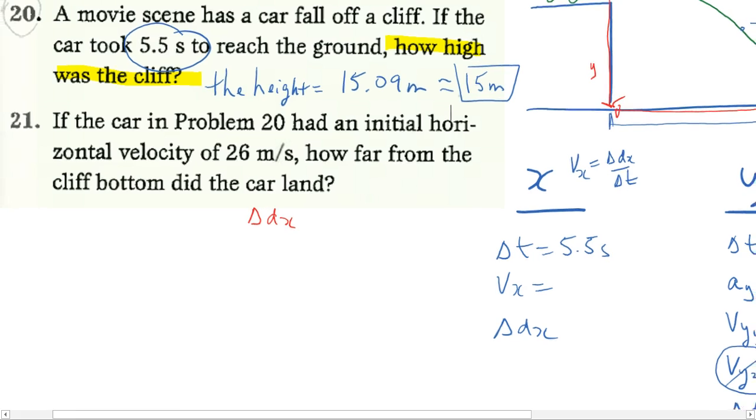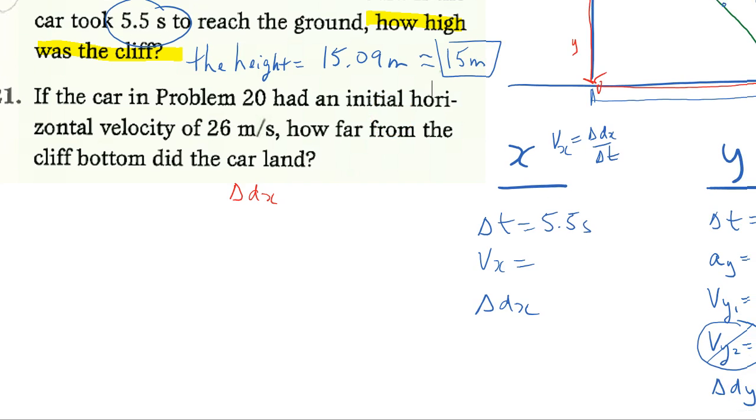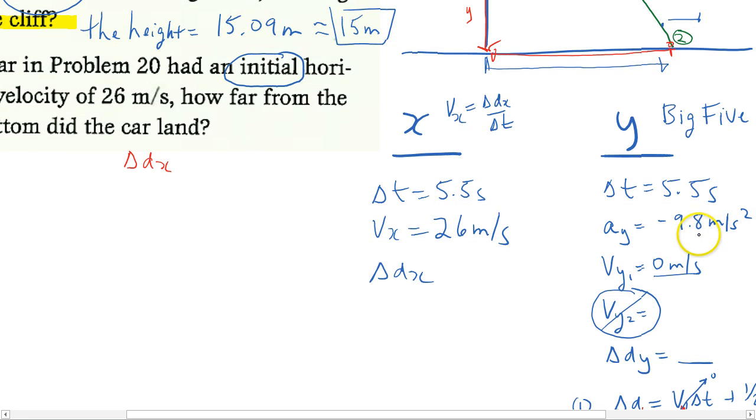Now, for question 21, we're doing some horizontal work. It said if the car in problem 20 had an initial horizontal velocity of 26 meters per second. In fact, the word initial here is a little misleading because the horizontal velocity doesn't change. There is nothing that's accelerating it in the horizontal direction. There's gravity that's accelerating things in the vertical, but this is actually going to be a constant. So we can say this is not just initial, but constant.